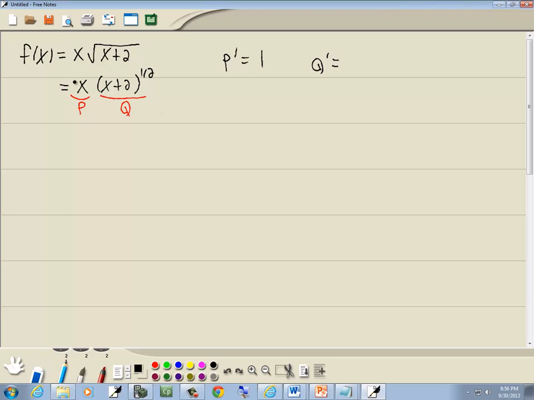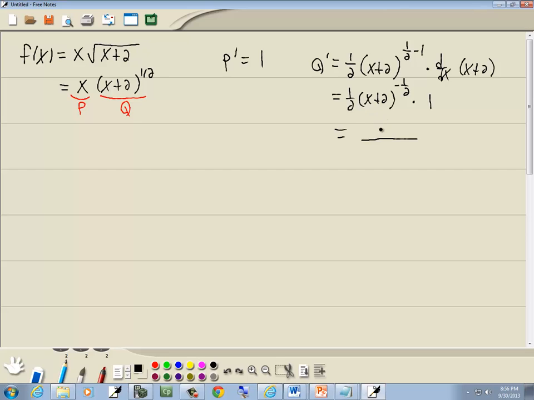Q prime. Now here we have parentheses to a power, so this is the chain rule, the general power rule. If you've got parentheses to a power, you take your power and put it out in front. What's inside your parentheses remains as is. Lower your power by 1, and then multiply it times the derivative of what's inside your parentheses. So we've got 1/2 times (x plus 2) to the 1/2 minus 1, which is negative 1/2. The derivative of x plus 2 is 1.